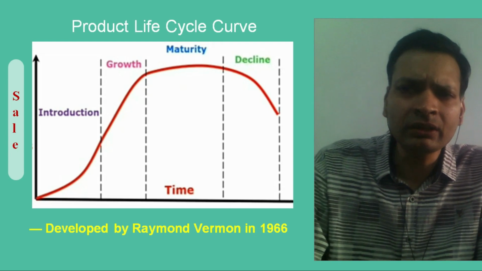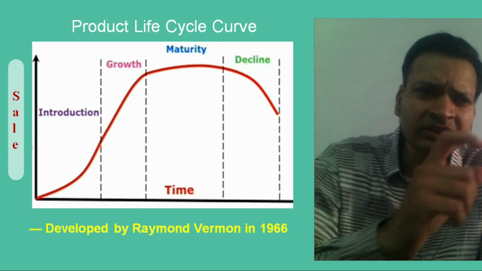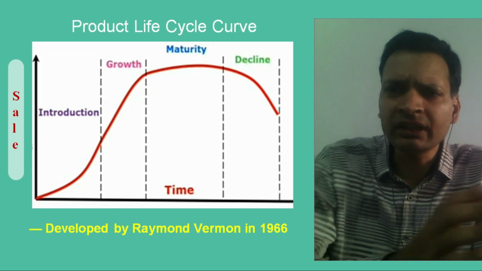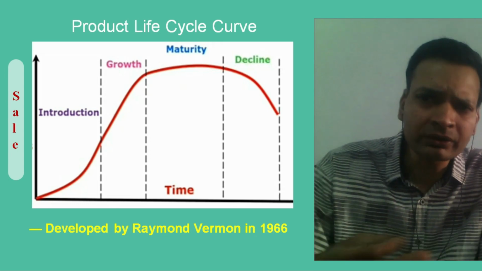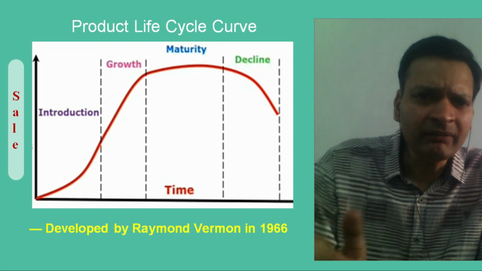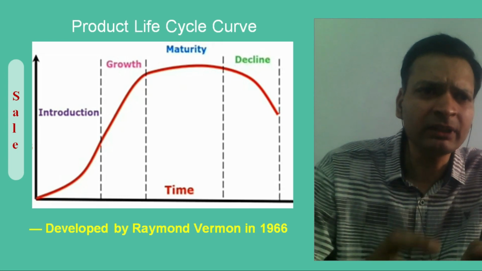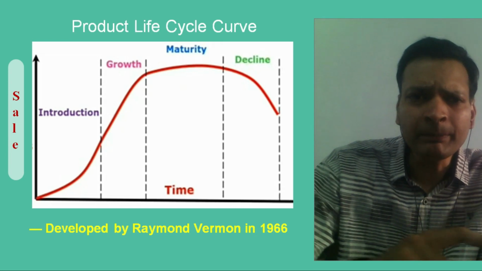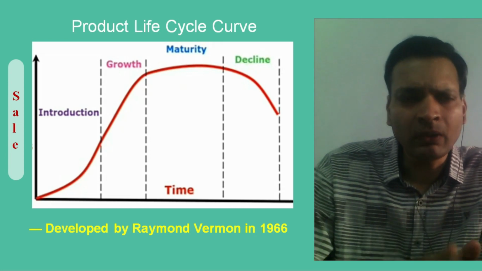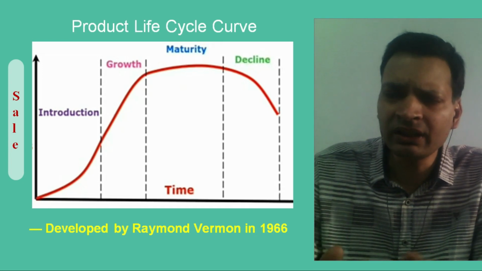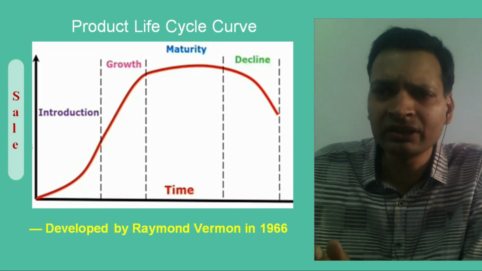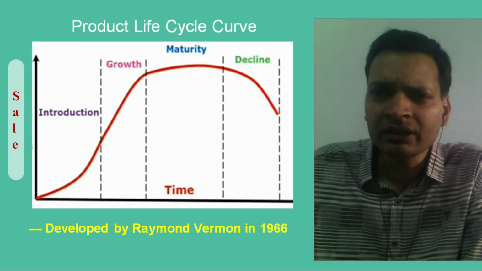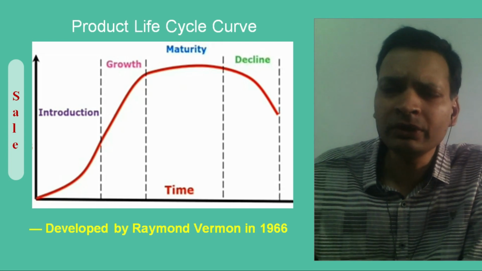As you can see in the picture, the sales is shown on the vertical axis and the time is shown on the horizontal axis. So when we consider these two variables, the time and the sales, over a period of time, we observe that initially the sale increases gradually, then it increases very fast, and then its pace reduces, and then it comes to the decline.